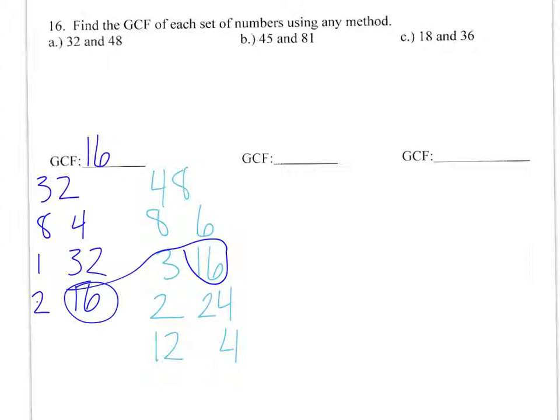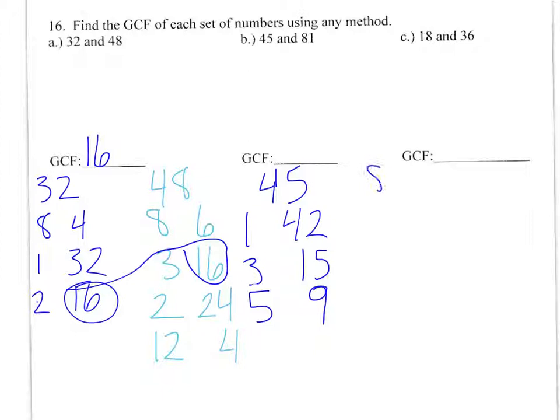Okay, let's check out B. So we have 45. Oop, not 42, 45. Come on, Miss Vandenhoek. So 45, we're going to have 1 and 45. 2 isn't a factor because it's an odd number, but we know 3 is a factor because if we add the digits up, they equal 9. So 3 and 15. 5, I'm not with it today. I'm sorry, guys. 5 and 9 are also factors.